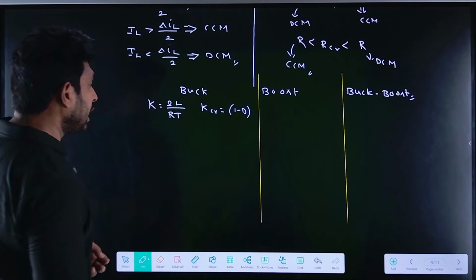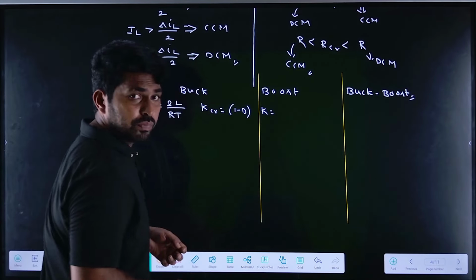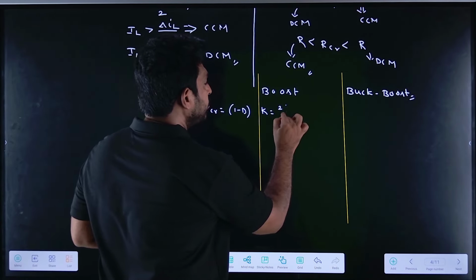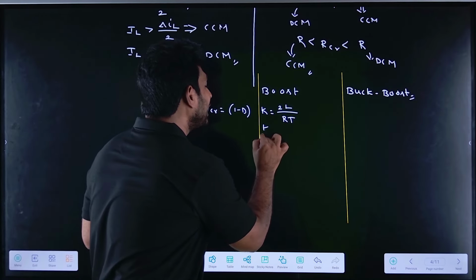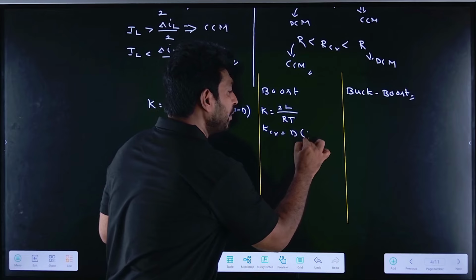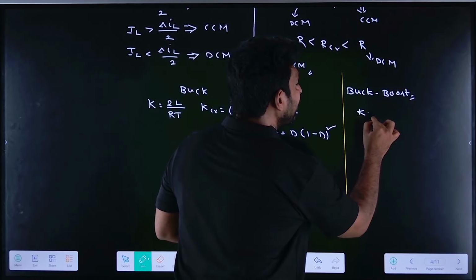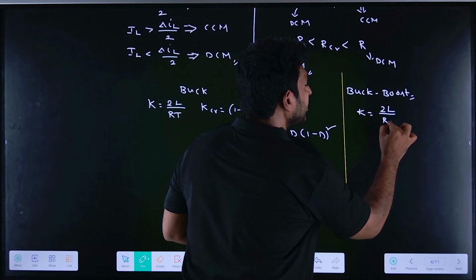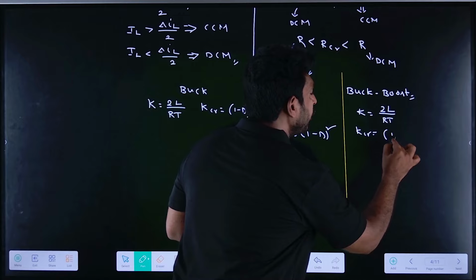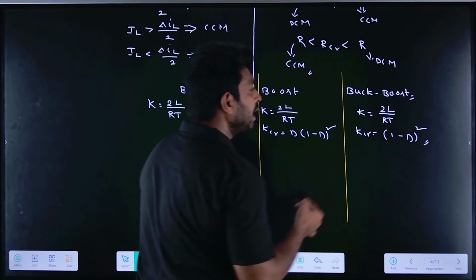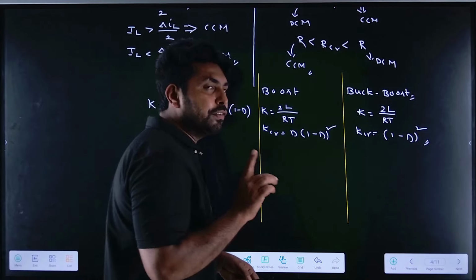If I take the boost converter, what is the K value? The K value will be 2L by RT. And what is the K critical value? The K critical value will be D into (1 minus D) whole square. Similarly, the K value is 2L by RT, and the K critical varies depending on the converter. Now from this we can also identify the type of conduction mode.